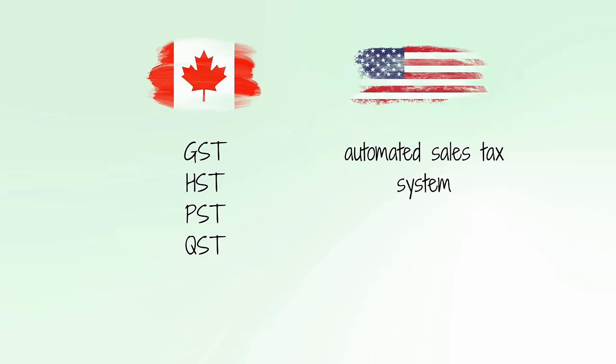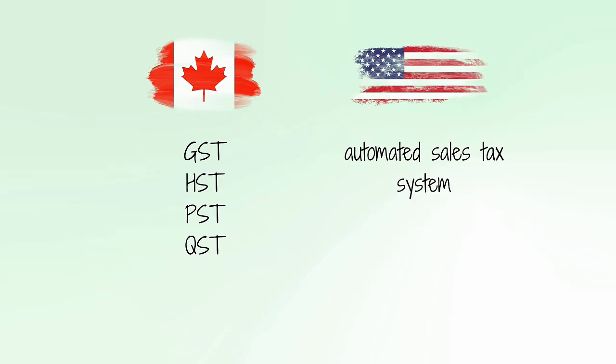Now, the first difference that you're going to notice is sales tax, because it's the biggest difference. QuickBooks Online Canada handles GST, HST, PST, and QST, depending on the province that your business is in. This tracks input tax credits, so you can claim them when filing with the CRA.